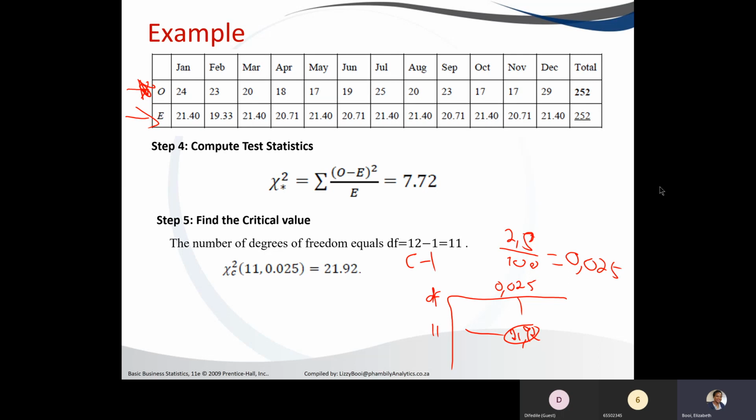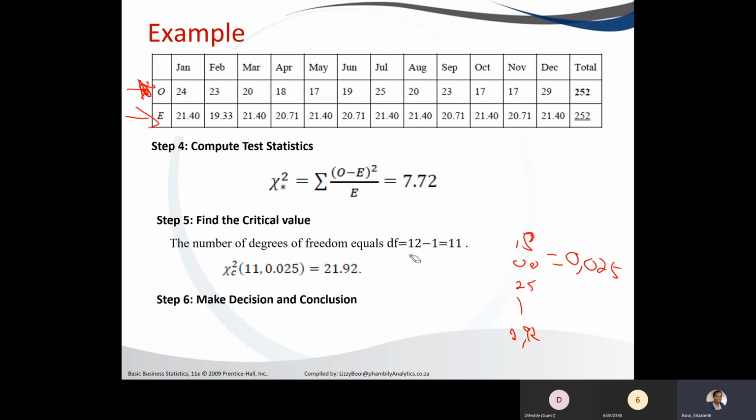Okay, so we know that that is our critical value, which is 21.9. Then we're going to make a decision based on this critical value. So let's make a decision. With this critical value, we can just draw the graph for the chi-square distribution.